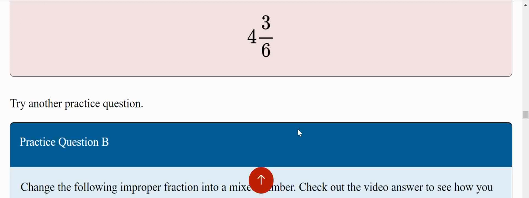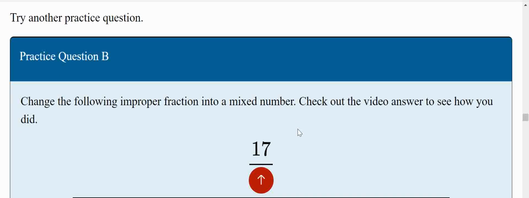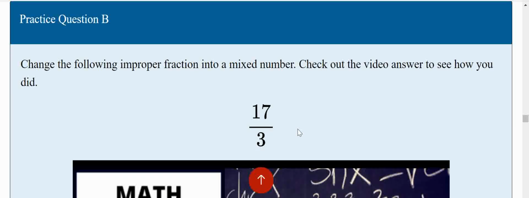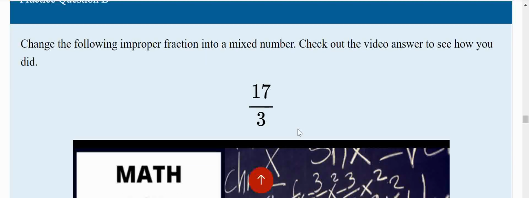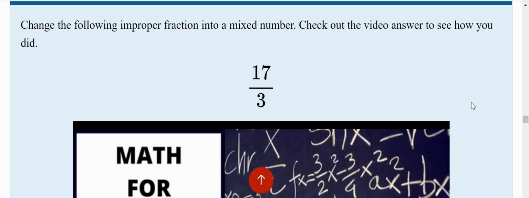Try another practice question. We'll change the following improper fraction into a mixed number. Check out the video answer to see how you did. And this is 17/3.